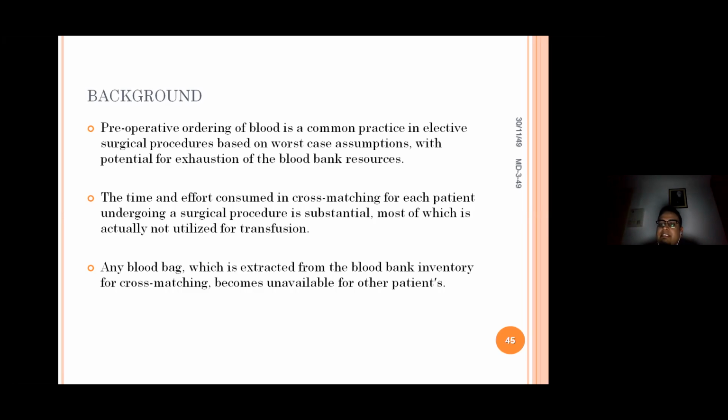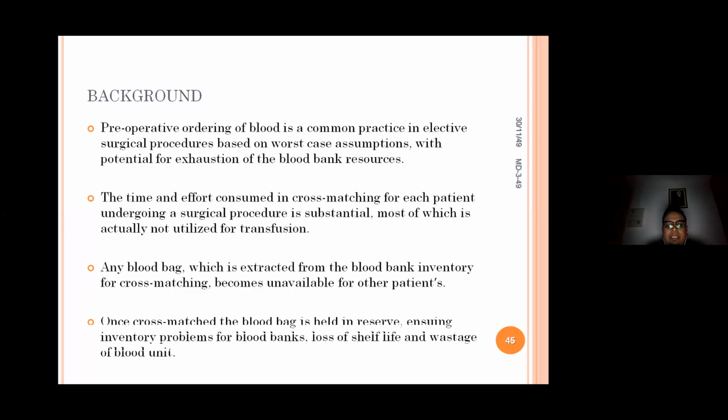And in the meantime, a patient comes to the hospital with acute blood loss and requires B negative blood. The cross-matched blood which is kept in reserve for the surgery patient, you will not be able to release for the patient who has come to you with acute blood loss, because that has been kept in reserve. So that becomes unavailable for a patient who is actually serious. Once cross-matched, the blood bag is held in reserve, causing inventory problems for the blood banks, loss of shelf life for that blood unit, and sometimes wastage of the blood unit. Okay?